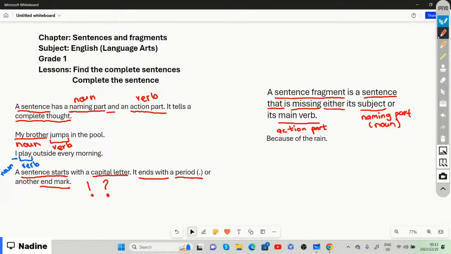So a sentence fragment is a sentence that is either missing a subject, which is called the naming part, another word for naming part being the noun, or it is missing a main verb, which is the action part. So it's missing one of those. So it does not tell us a complete thought. An example of that is, because of the rain.